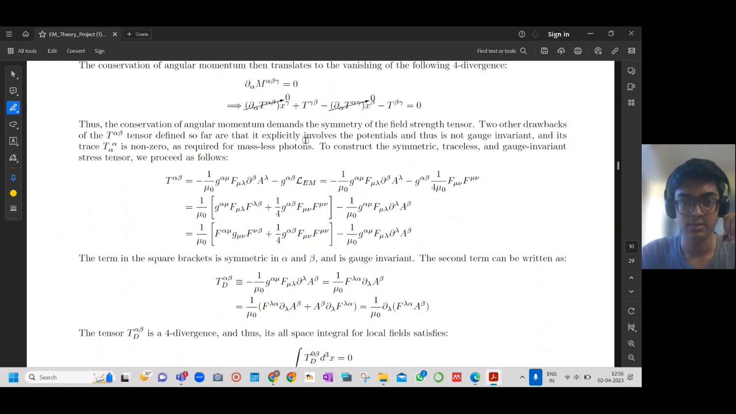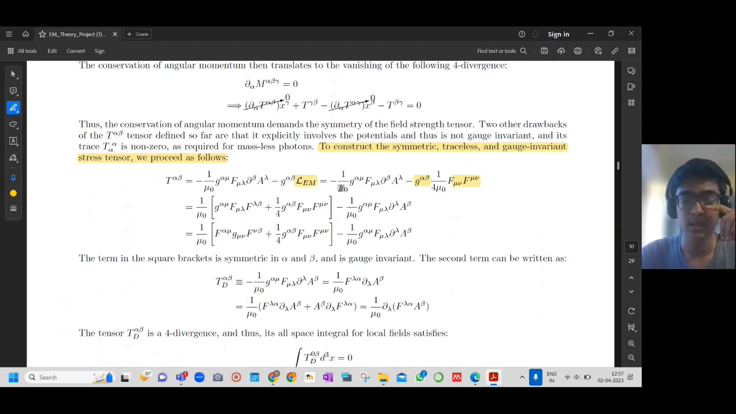The important thing is we want to construct a symmetric, traceless, and gauge invariant stress tensor. So we start with the tensor which we had written, the expression for the tensor T alpha beta. We write the Lagrange density in terms of F mu nu.